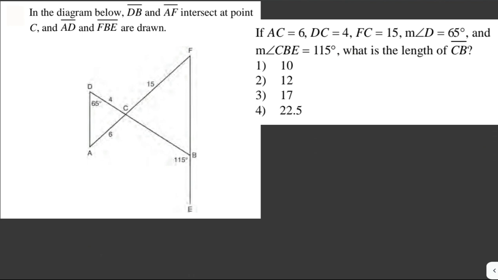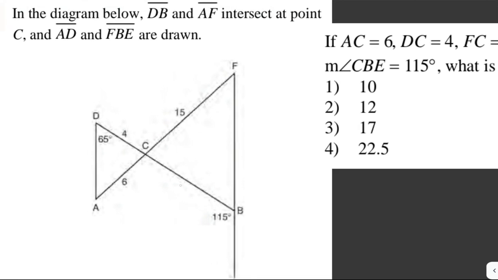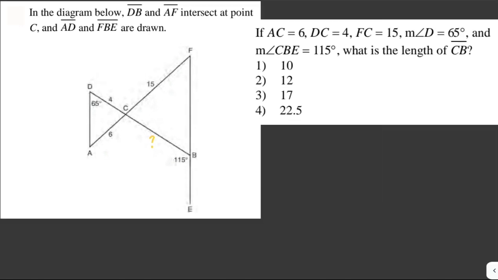In the diagram below, segment DB and segment AF intersect at point C, and segment AD and segment FBE are drawn. If AC equals 6, DC equals 4, FC equals 15, the measure of angle D is equal to 65 degrees, and the measure of angle CBE is equal to 115 degrees, what is the length of CB? So we're given this figure, and we need to solve for the value of segment CB.